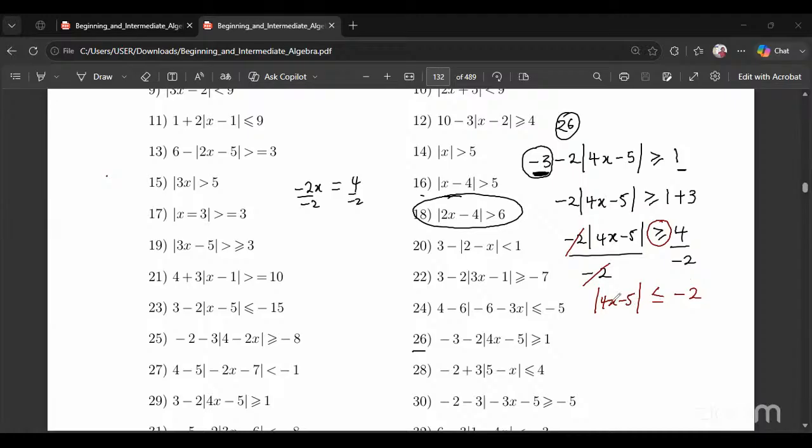This is the point where you get to and you begin to solve. But I think there's something we did not discuss earlier, right? Absolute value cannot give us a negative result. So we cannot have something like absolute value of 3x plus 4 is equal to -5. We cannot have this kind of scenario because absolute value cannot give us a negative result.